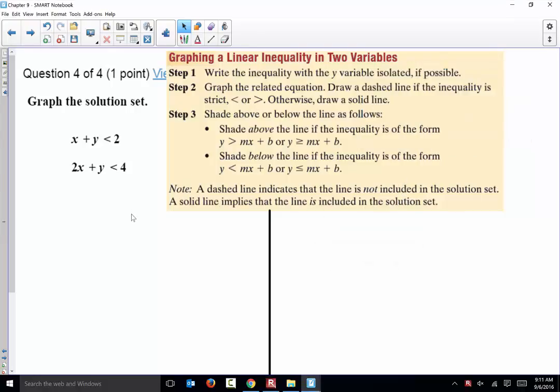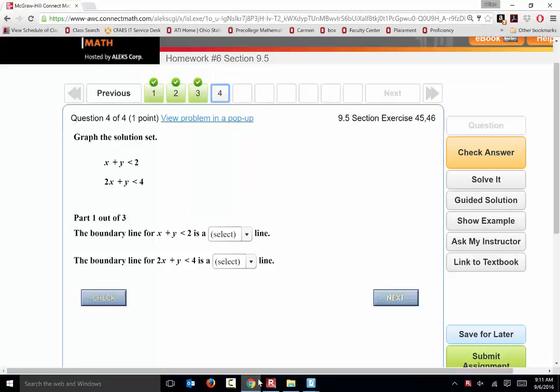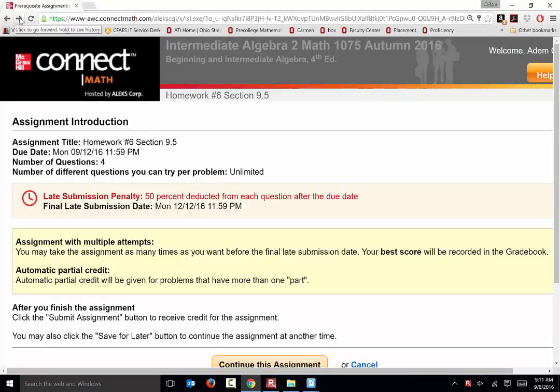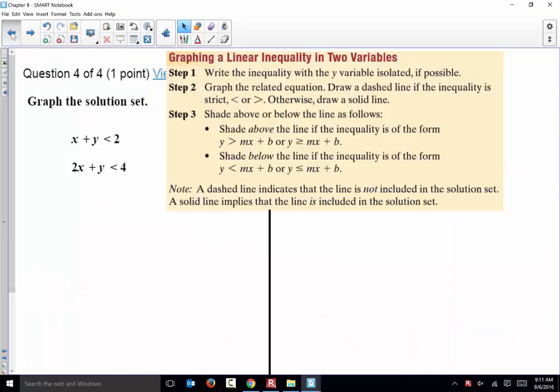All right, 9.5. We were about to conclude 9.5, almost done, except one question left. That was number 4. Why don't we go review what we did on Friday first?